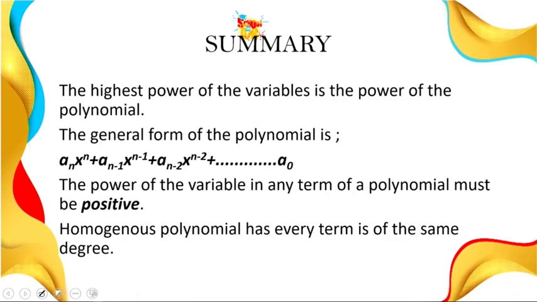In summary, the highest power of the variables is the power of the polynomial. The general form of the polynomial is an x raised to power n, the first term, a n minus 1 x raised to power n minus 1, second term, a n minus 2 x raised to power n minus 2, third term, up to the last term, which could be a constant, a naught. The power of the variable in any term of a polynomial must be positive. Homogeneous polynomials have all the terms of the same degree.